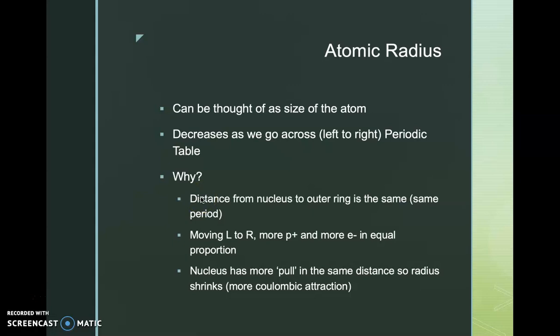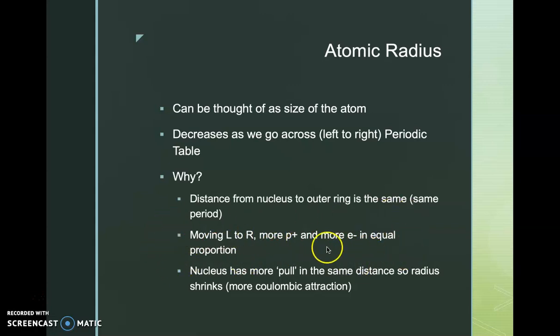Remember, as we go from left to right, our shielding is the same, the distance is the same, but we have more protons and more electrons, which means that that pull is greater. So our distance from the nucleus to the outer ring is the same. As we're moving from left to right, there's more protons and more electrons in equal proportion.